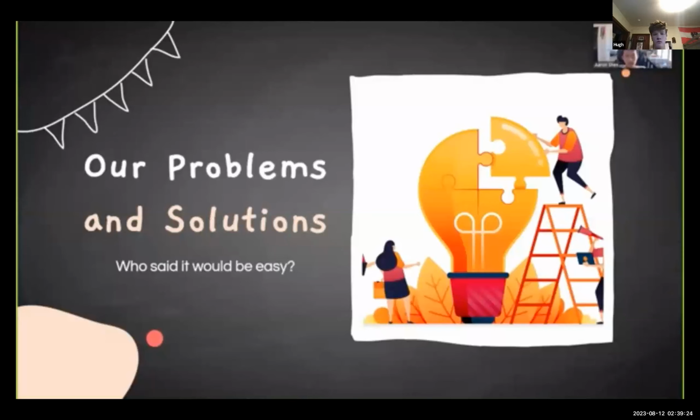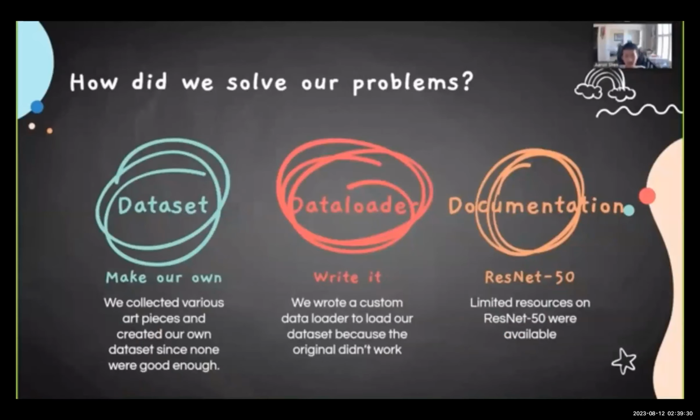So along the way, we had a couple problems and we had to fix them. The most major one was creating our data set. We had to make our own because we searched for a while online and couldn't find any that quite matched our requirements. Our data loader, we had to write our own because the one that was given to us just didn't quite work. And the documentation, we're using the ResNet 50 model by Microsoft, and even though it's a very popular model for computer vision, documentation for it wasn't that great, so we had to figure many things out for ourselves.